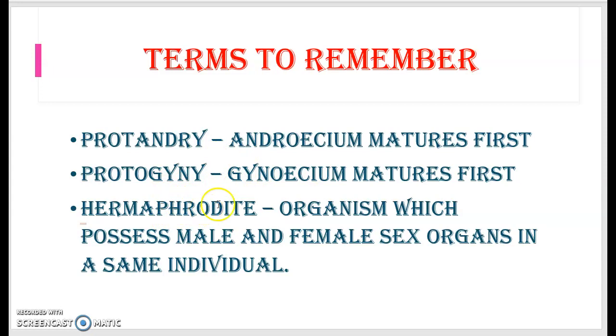Another term is hermaphrodite. We have studied about hermaphrodite in unisexuality. So the word hermaphrodite is an English word. It's not a scientific word. Maybe it's a scientific word, but this is English word only. It's not Latin or something. So this hermaphrodite means an organism which possesses male and female sex organ in a same individual. In animal, you can see that there are so many animals hermaphrodite, but very commonly seen animal, cockroach is a hermaphrodite, where you can see both male and female in a same individual organism.